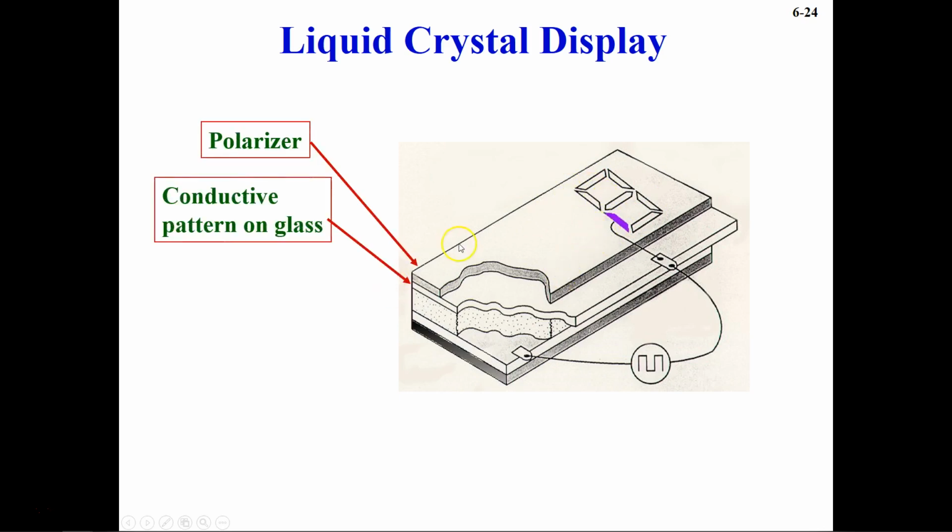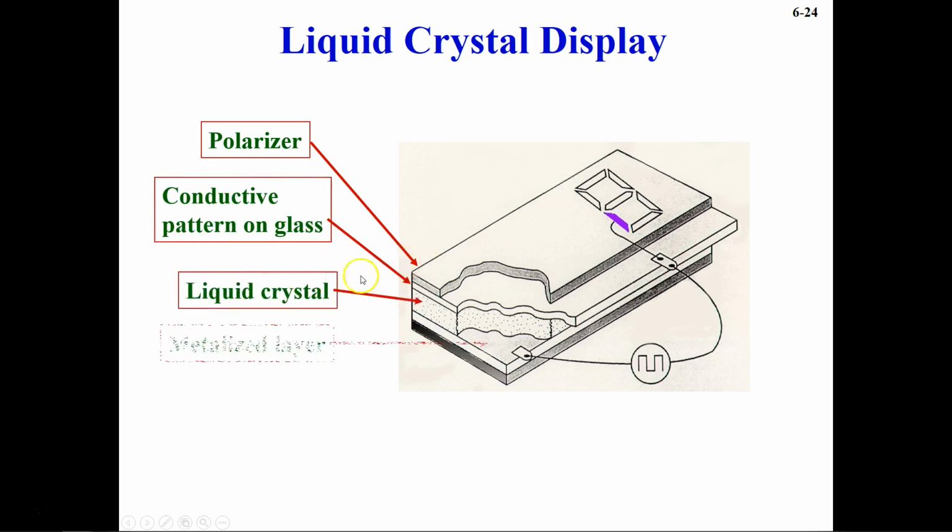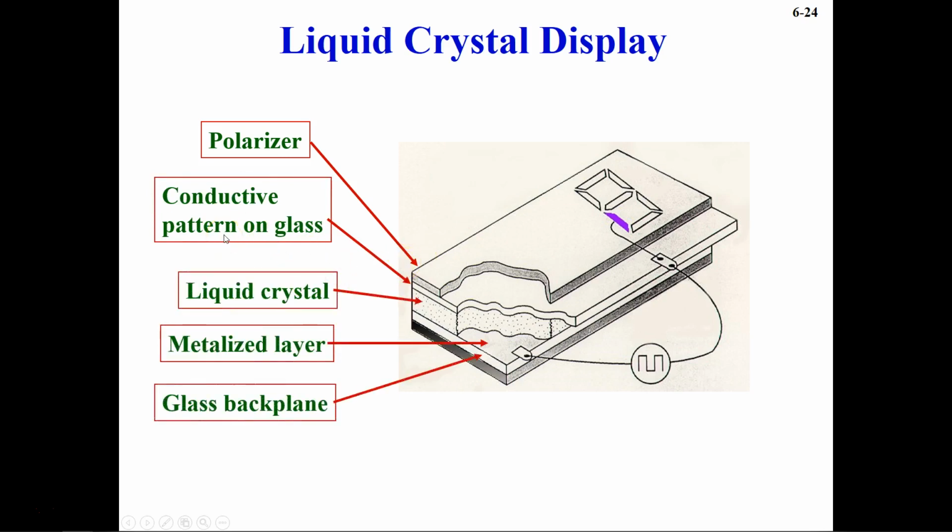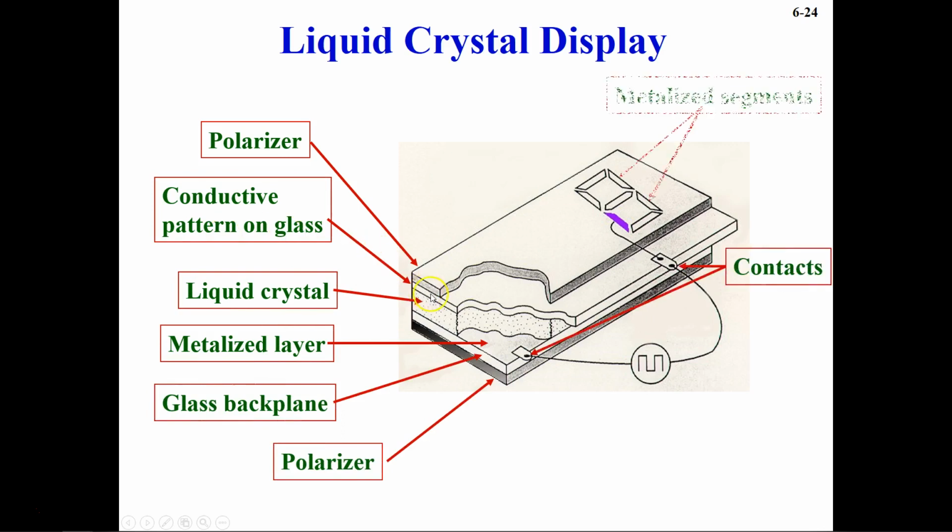So this top layer is your polarizer, and then you have conductive pattern on glass, and then you have liquid crystal, which is nematic fluid, and then you have metallized layer, and then glass back plane, and then again a polarizer, and then you have these metallized segments, and then this is the contact.